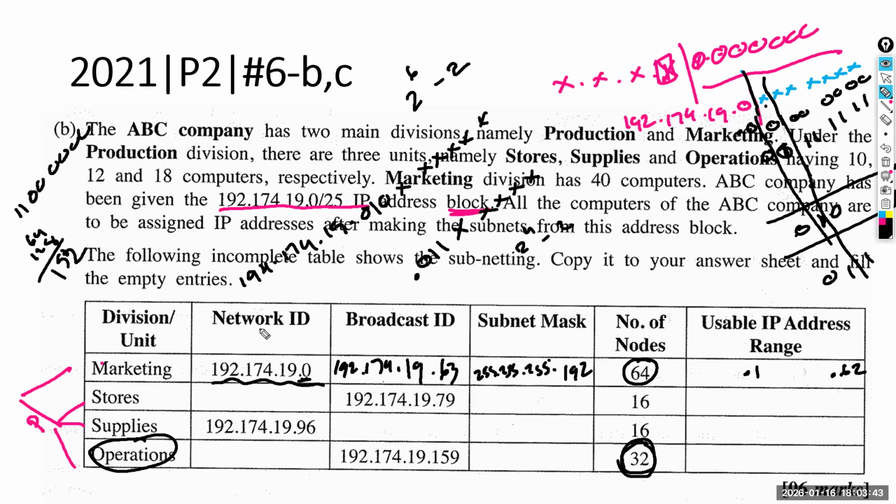Okay, so therefore network ID will be 192.174.19. That is not going to be changed. So then 0, 1, 1 and 5 zeros. So that is 0, 0, 0, 0, 0. The last address will be 0, 1, 1 and 1, 1, 1, 1, 1.